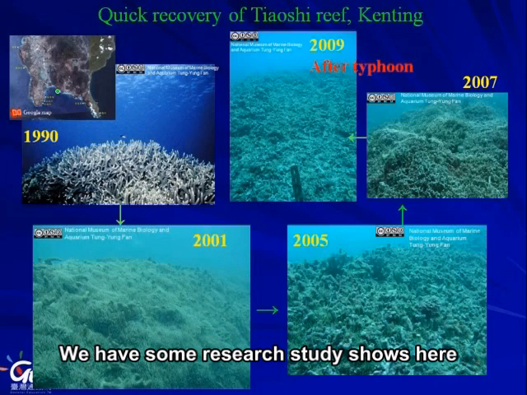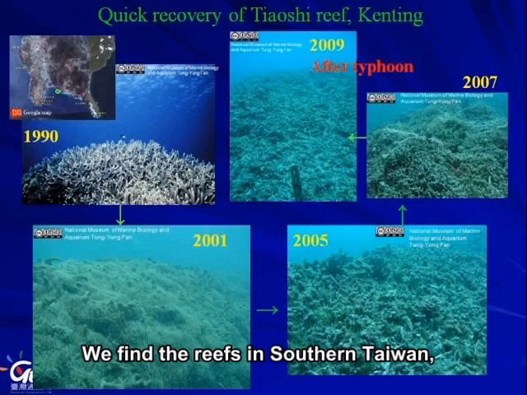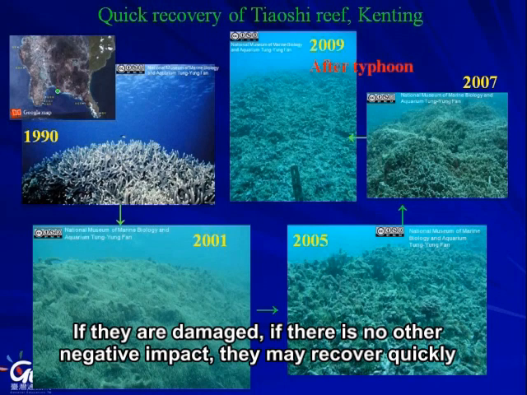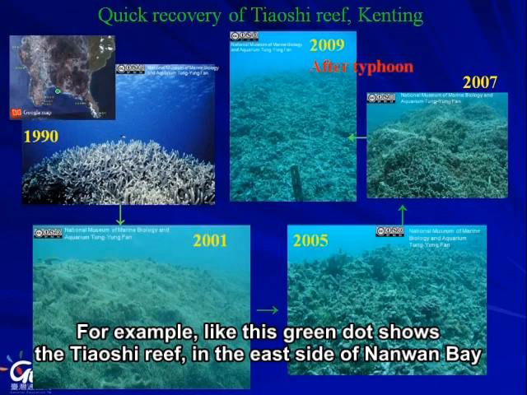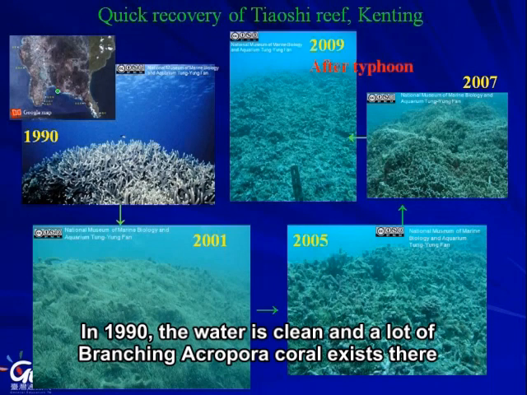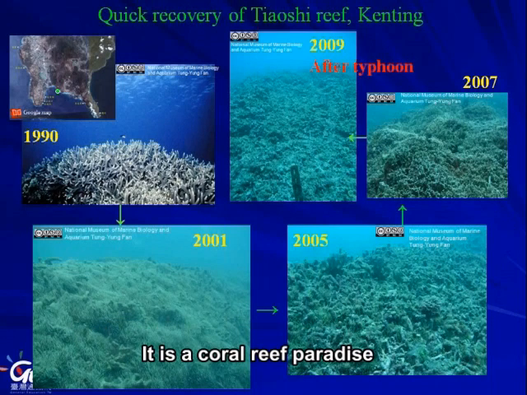We have some research study shows here. We find the reefs in southern Taiwan, if they are damaged, if there is no other negative impact, they may recover quickly. For example, like this green dot shows the Tails Reef in the east side of Nanwan Bay. In 1990, the water is clean and a lot of branching acropora coral exists there. It's a coral reef paradise.